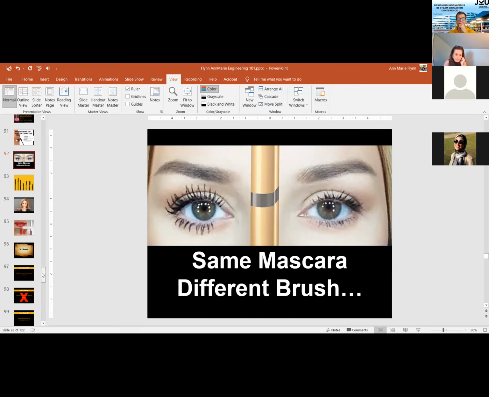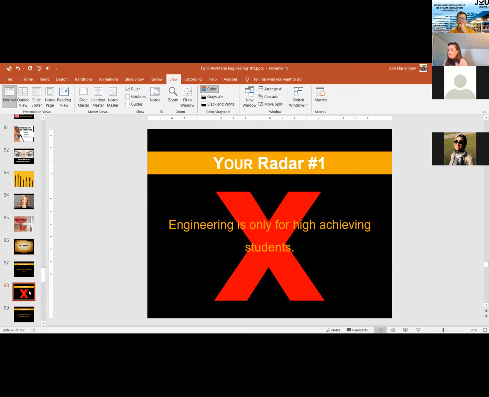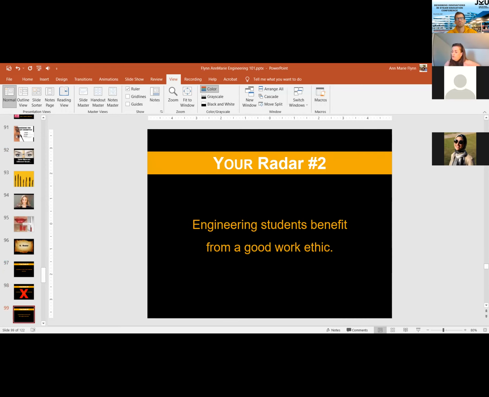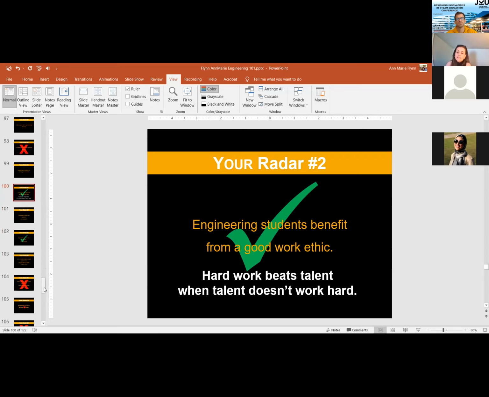Okay, I'm cutting through this quickly. So, finding the radar. Engineering is for only high achieving students. That is absolutely not correct. There are average males going into engineering all the time, but mostly the females are very, very strong students. So that's not true. These are all myths. Engineering students benefit from a good work ethic. Absolutely, if I was to pick one thing of all of my students across the board, it would be a work ethic that got them through. That is independent of whether you're a male or a female.